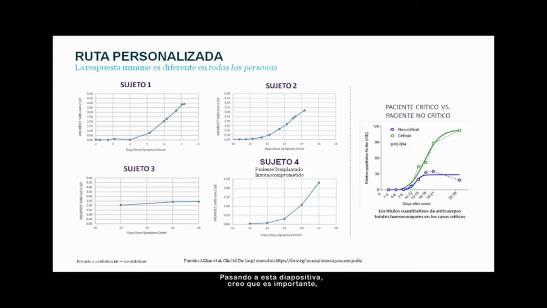Moving on to this slide, I think what's important, we showed some slides previously that had the normal virological response, what we're seeing in general with SARS-CoV-2, but this slide really illustrates that it's a personal journey and it will, from a serological perspective, change person to person. So you see 4 different subjects here. Some of them, the initial 3, are more normal.